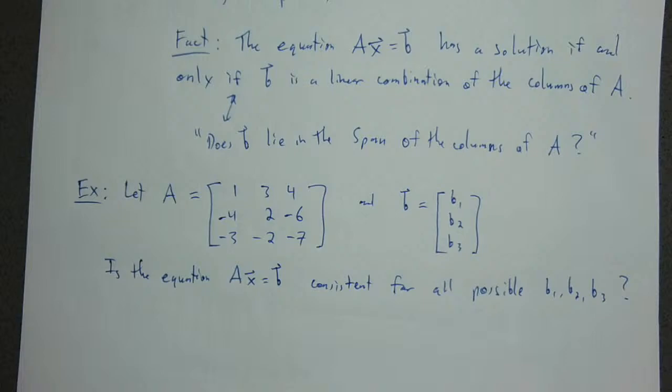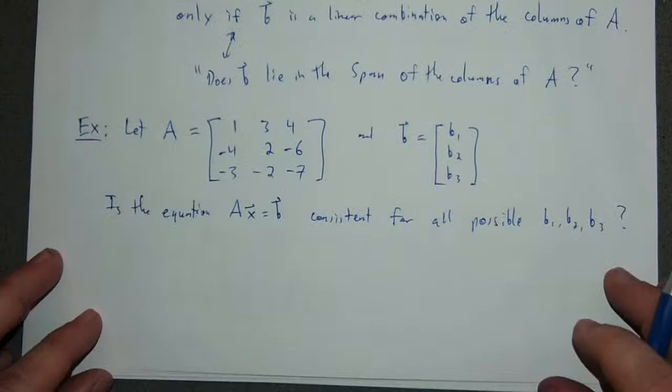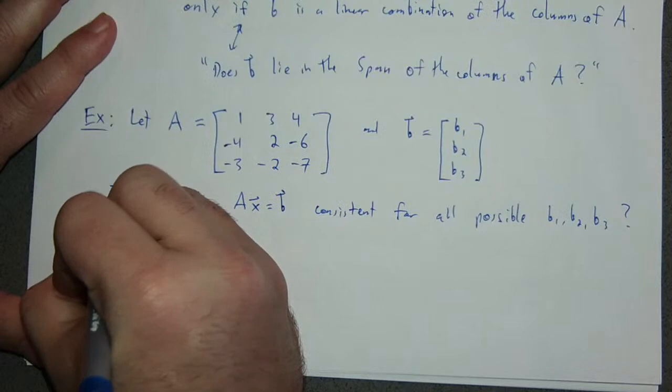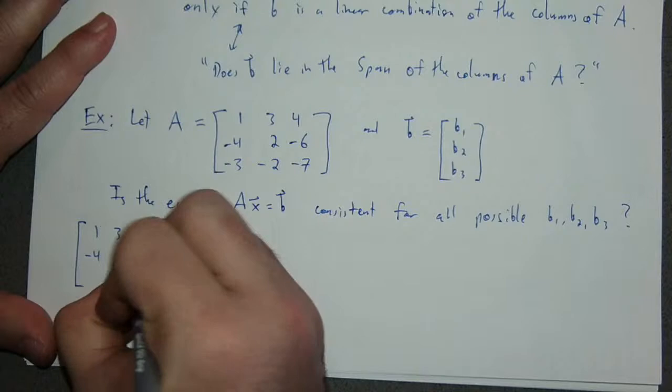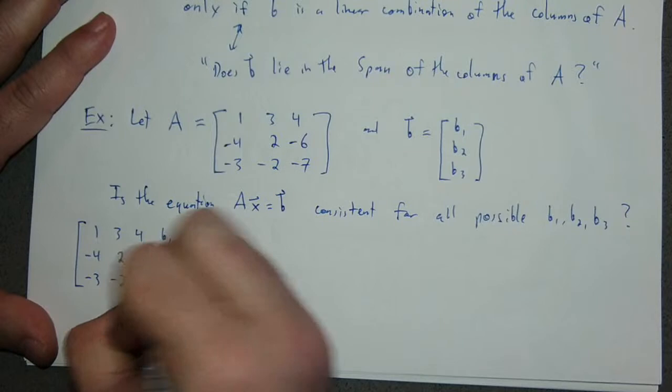So how do I answer this question? Well, as I said, basically every question in the course can be answered by row reducing some matrix. So what matrix would that be? It would be the augmented matrix for this equation, AX equals B. That is the matrix, reading row-wise again: 1, 3, 4, B sub 1; minus 4, 2, minus 6, B sub 2; and minus 3, minus 2, minus 7, B sub 3. I want to row reduce this.